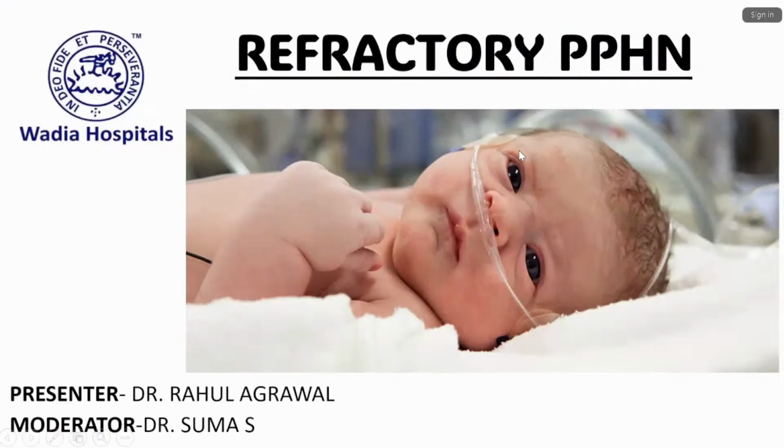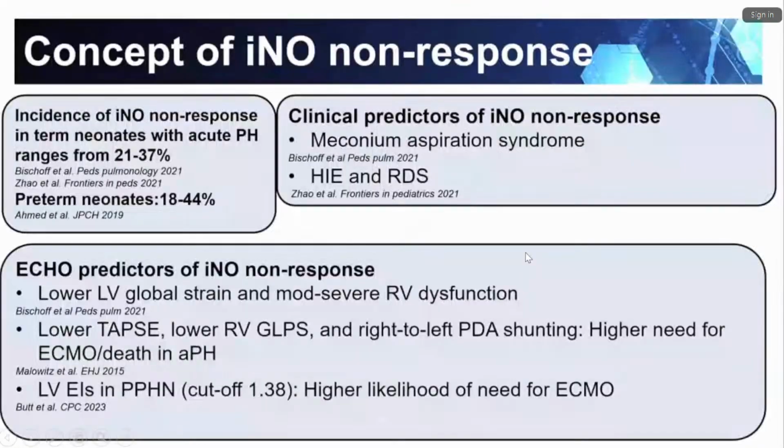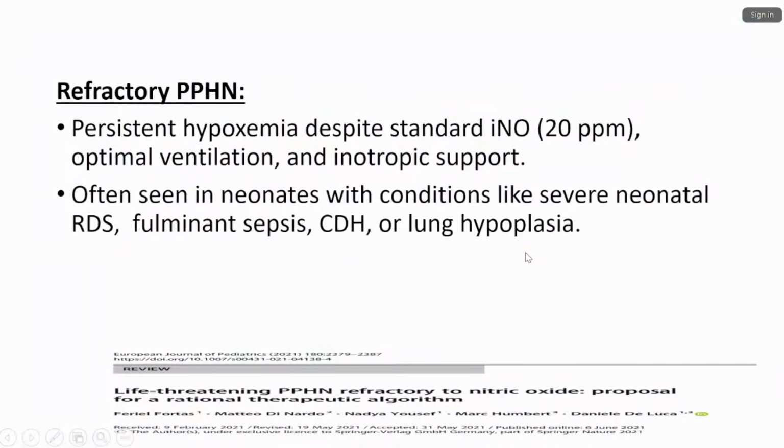Mainly, I will be talking about refractory PPHN today, focusing mainly on the management parts. Whenever there is persistent hypoxemia despite standard iNO, once we optimize the ventilation and adequate inotropic support, and it is still not improving, we label it as refractory PPHN. Mostly we see it in neonates with underlying conditions like severe RDS, fulminant sepsis, CDH, or lung hypoplasia.